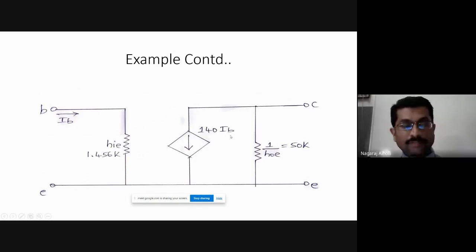First draw this figure, then we have to find out the different parameters. Quickly draw this figure, note down this. Already we have studied this. It is the hybrid equivalent circuit of common emitter configuration. Note down this quickly.